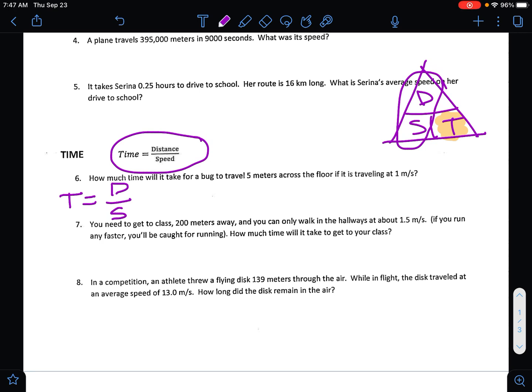Will it take for a bug to travel 5 meters across the floor if it is traveling at 1 meter per second? Okay, so that's pretty fast. My distance is 5 meters and my speed is 1 meter per second. I know that that is a speed number because it has 2 units, a distance and a time. So I'm going to put this in the calculator. I don't even need to do that. 5 divided by 1 is 5.